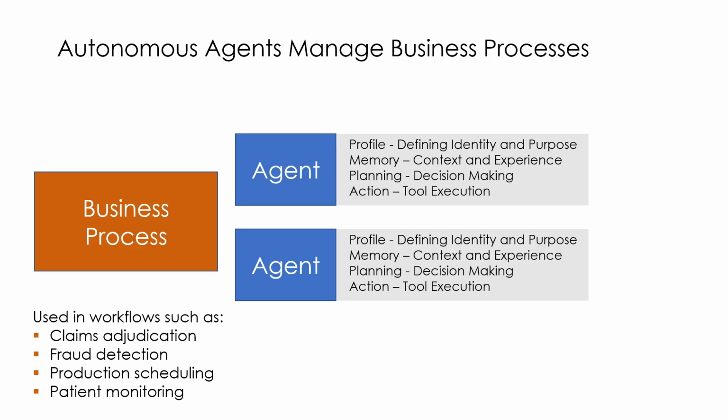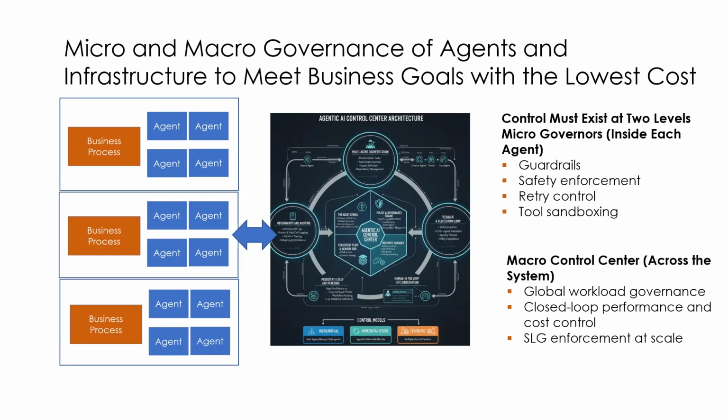The governance of agentic AI is done at two levels. Inside of each agent, the micro-level control: guardrails, retry limits, and safety enforcement. Across the system, the macro governance sets workload priorities, service level goal enforcement, and cost control. That leads directly to the need for closed-loop performance and cost control.